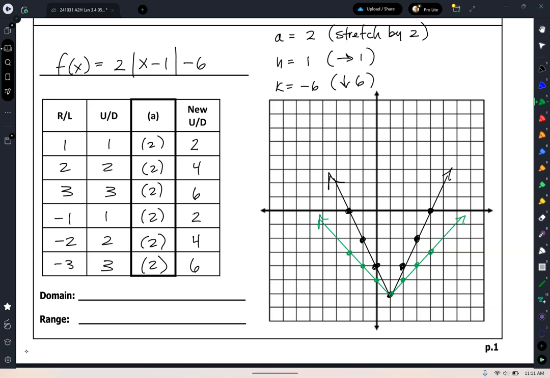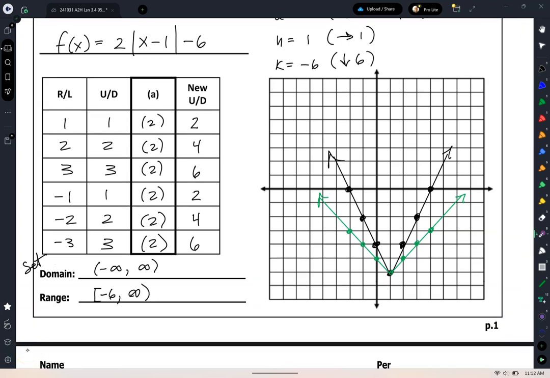Okay, let's do domain and range for our parent function. This time we'll do set notation. All right, so we'll do set notation for domain and range for the transformed function. Okay, here's your domain and range, like that. So you've got a bracket on the negative 6 because that's a solid dot that's included, and then it goes to positive infinity with your parentheses. Making sense so far? Everything fairly easy? Okay, good. Let's do another one to the backside.